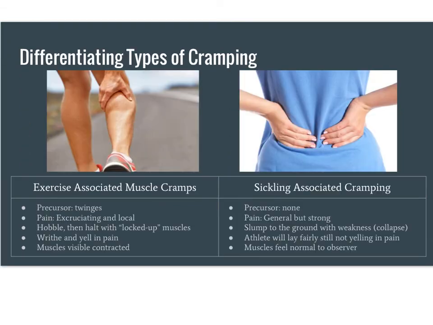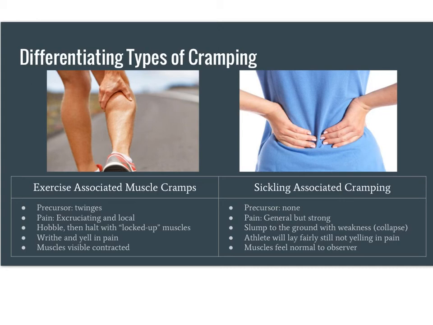Cramping is a symptom of sickling, but is also a common symptom of exertional heat illness and exercise-associated muscle cramps. However, there are a few key distinctions. Exercise-associated muscle cramps begin with small muscle twinges and are usually excruciatingly painful and very localized. The athlete will typically hobble, then stop, and the affected limb will lock up. Athletes experiencing exertional muscle cramping will often collapse to the ground and writhe in pain with visibly contracted muscles.